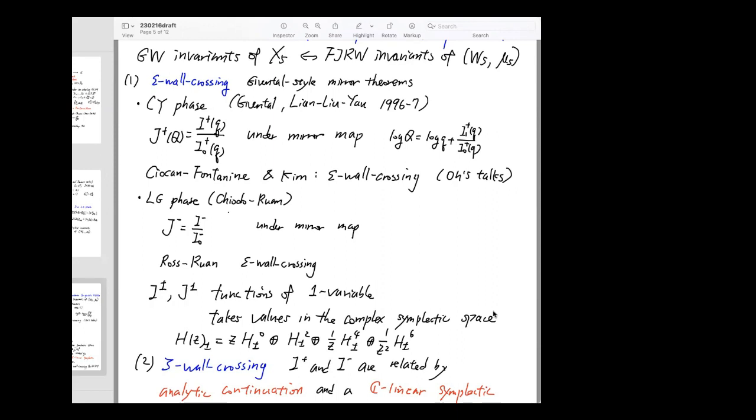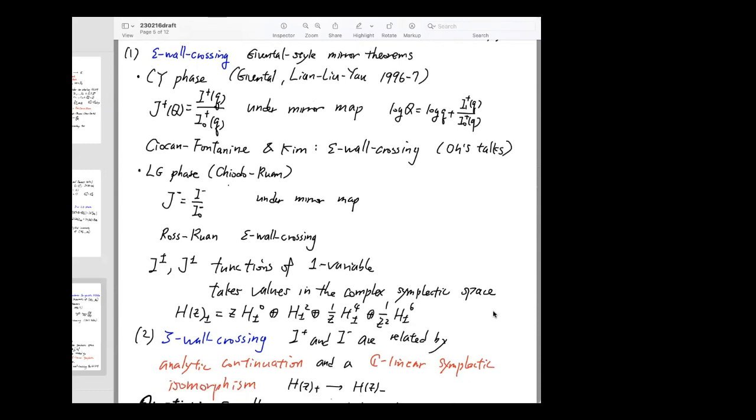Again, I is an explicit hypergeometric series, and J is a generating function defined in terms of genus 0 FJRW invariants. Later Ross and Ruan also give a proof in terms of epsilon wall crossing. In both phases, I and J are functions of one variable and take values in this complex symplectic space. Also here H0, H2, H4, and H6 are the graded pieces of the state space.